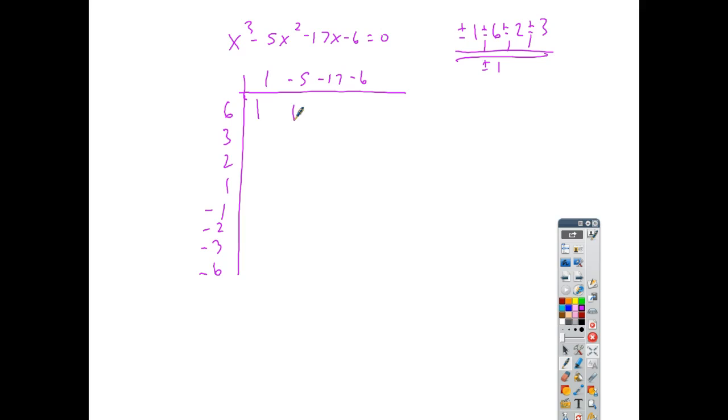Ooh, that's not bad. 6 gives me negative 12. Oh, that's really good. Negative 72, negative 78. Now, what did I do? Brought down the first one. 1 times 6 is 6, plus negative 5 is 1. 1 times 6 is 6. Whoa. Glad I slowed down. 1 times 6 is 6, minus 17 is negative 11.